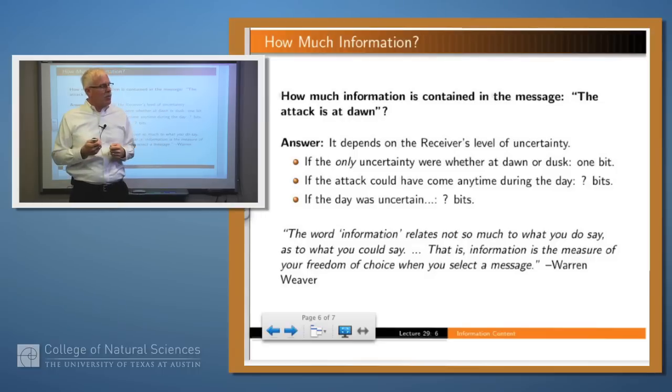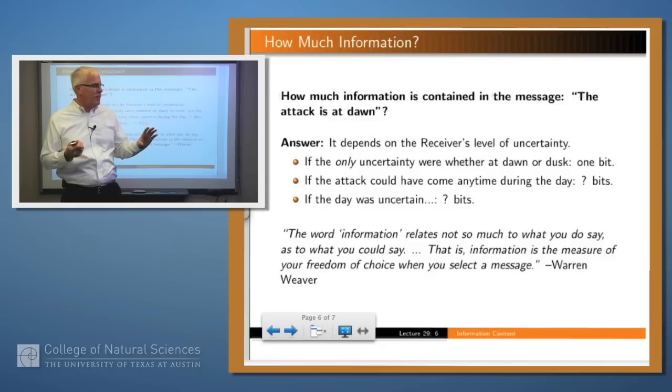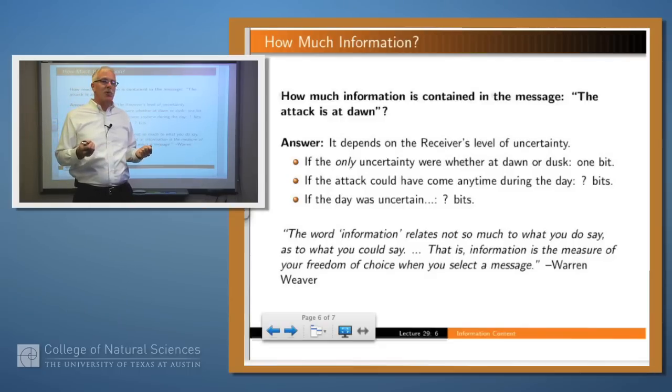This is a great quote from Warren Weaver, one of the founders of this information theory area. He said, "The word information relates not so much to what you do say as to what you could say, i.e. to the size of the message space. That is, information is the measure of your freedom of choice when you select a message." And I think if you get that point about information theory, a lot of the other aspects of this theory become more straightforward.